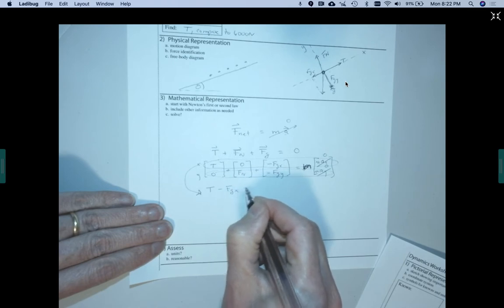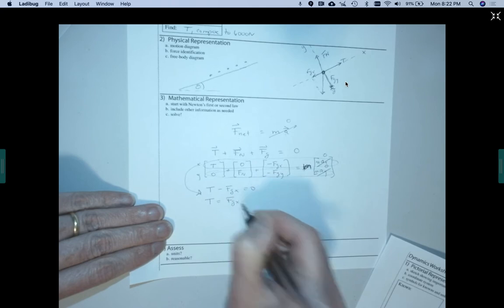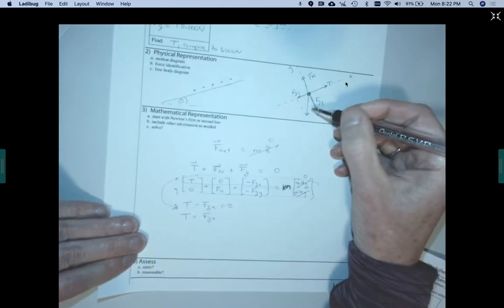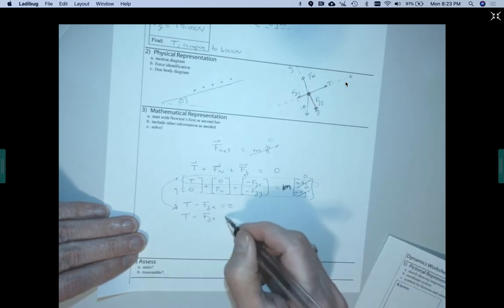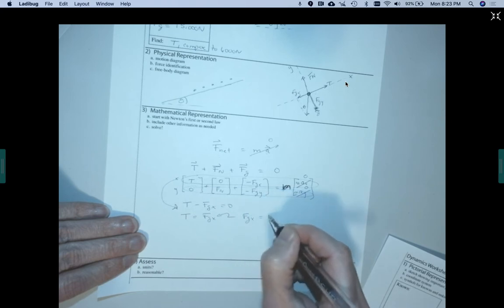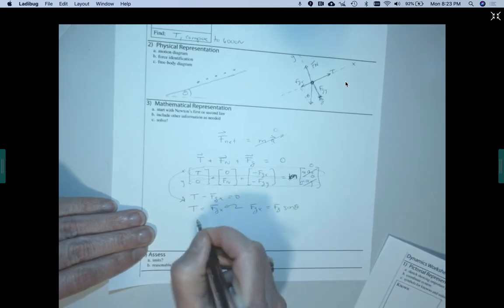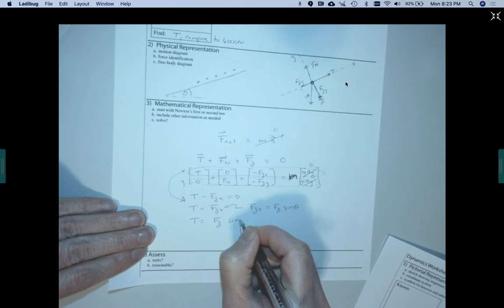Okay, so if I pull out my x equation now, I get that tension minus the x component of gravity equals 0, or tension is the x component of gravity. Now we just went through how to derive that. There's my theta in here. Fgx is Fg sine theta. Okay, so tension equals Fg sine theta.